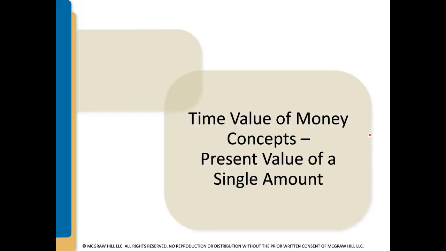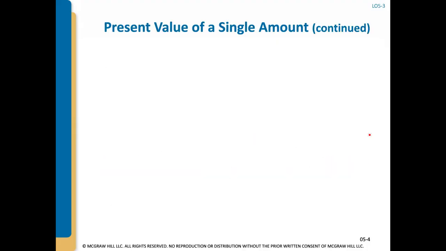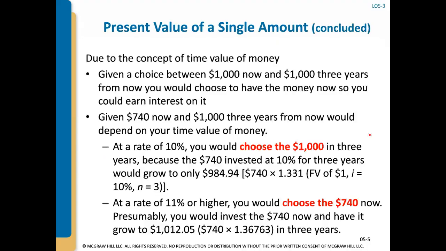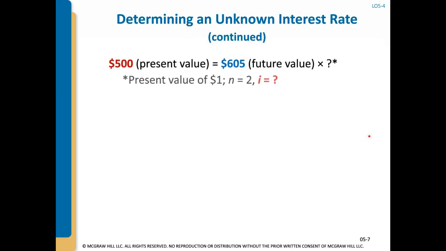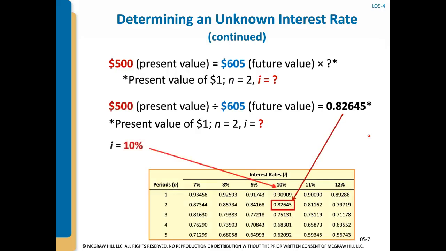So if I wanted to go in on this deal with my friend, where they asked to borrow $500 today and they're going to repay me $605 in 2 years, I have to be confident that they're going to earn at least 10% on that $500 in order to have money to pay me back the $605 that they've promised me in 2 years from now. So that's determining an unknown interest rate.